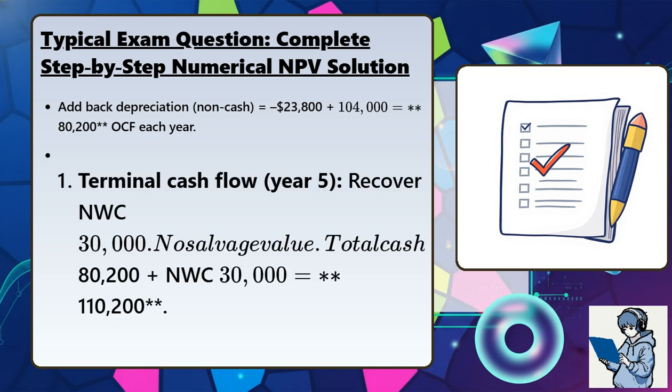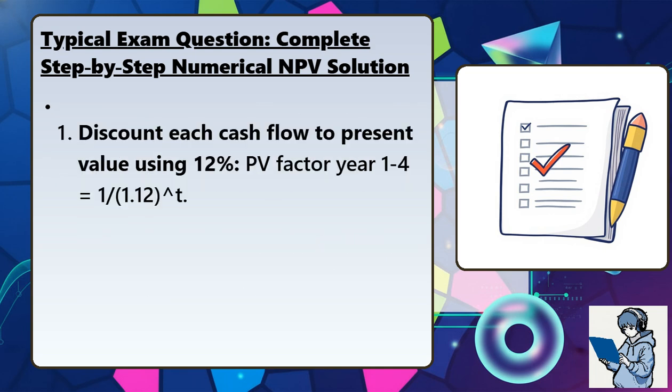Step 3, terminal cash flow in year 5: recover net working capital $30,000. No salvage value. Total cash flow in year 5 equals operating cash flow $80,200 plus net working capital $30,000, which is $110,200. Step 4, discount each cash flow to present value using the 12% present value factor for years 1 through 5, equal to 1 divided by 1.12 raised to the power of t.